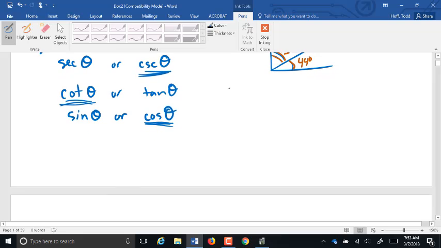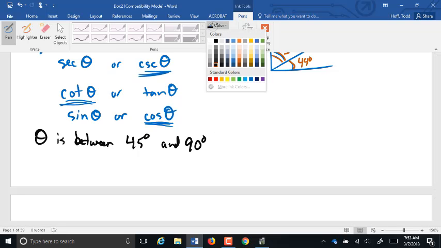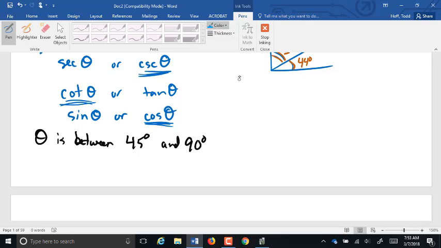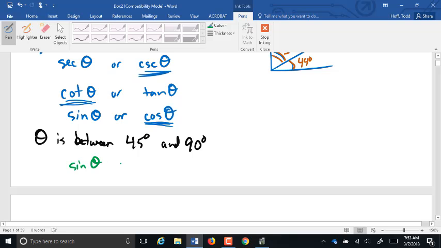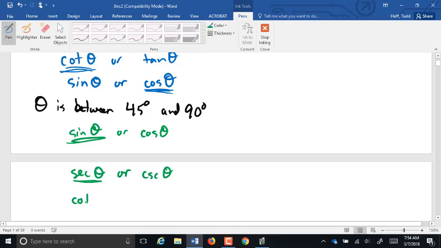There you go. If theta is between 45 degrees and 90 degrees, then which is bigger? Sine theta or cosine theta? Sine, you got it. Secant theta or cosecant theta? Secant. Cotangent theta or tangent theta? Tangent, good. That's the angle is bigger than its complement, so those regular functions are bigger.